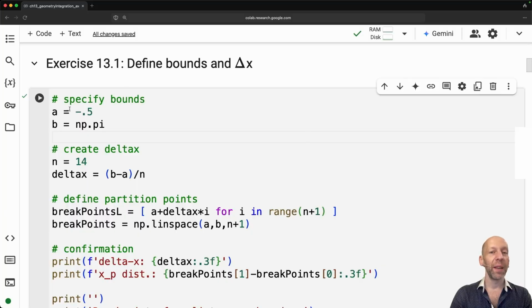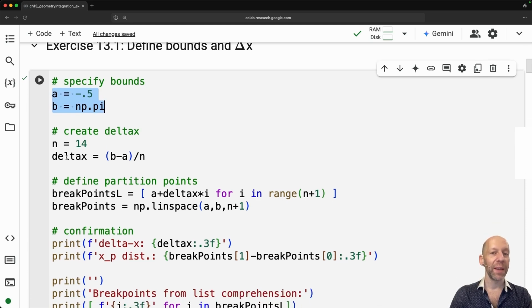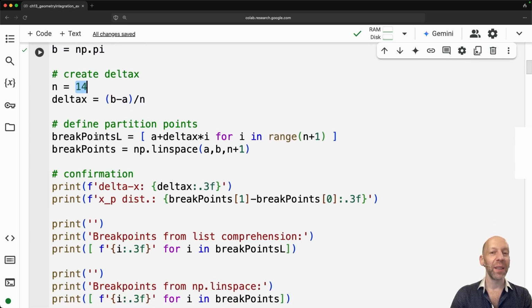Here I am defining the integration bounds, a and b. Here I'm creating delta x. So yeah, very simple, b minus a divided by n, where n is 14. And then here are the two methods for defining the partition points, all the points that break up the x-axis into a small number of segments. Here is with list comprehension, and this is literally just an implementation of the math. This was equation 3. This was equation 2.